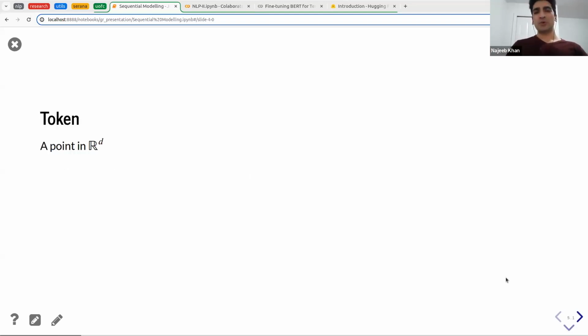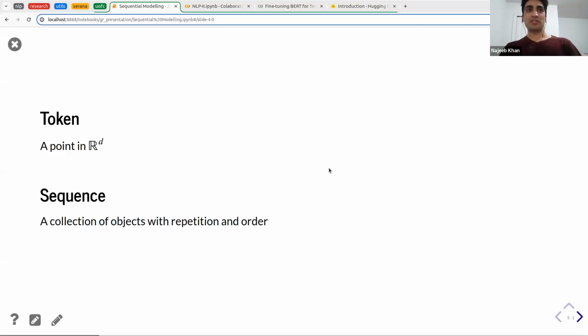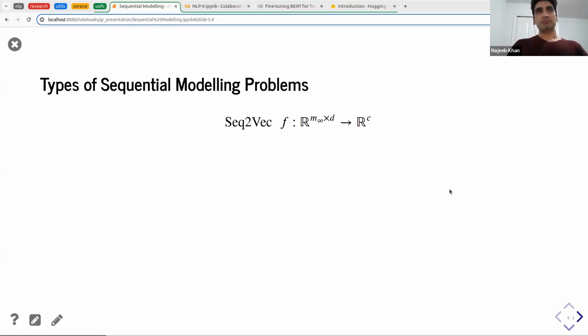and tokens. So in general, we would say a token is a point in d-dimensional space. So any sort of vector or point in a d-dimensional space could be termed as a token. From the last lecture, we know that in natural language processing, a token is the smallest piece of text that we can model, or that we want to model. So we looked at different tokenizers, and specifically the white space tokenizer and the byte pair encoding tokenizer. So that tokenization process gives us d-dimensional vectors. So that's a token. And then a sequence is a collection of objects with repetition and order. So that's pretty simple.